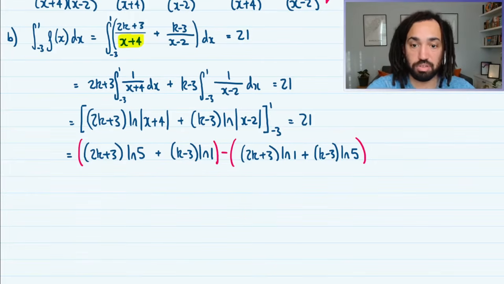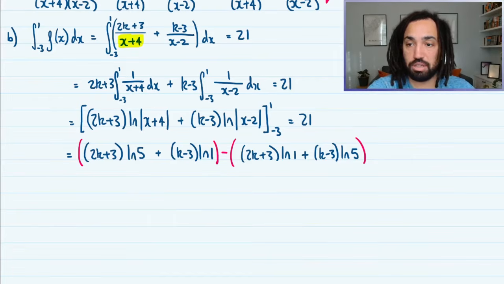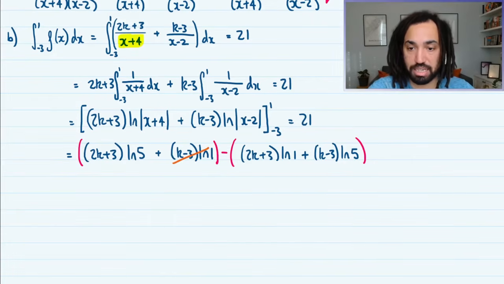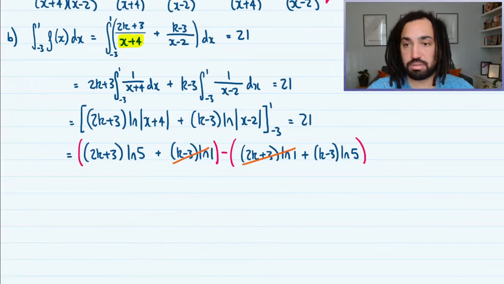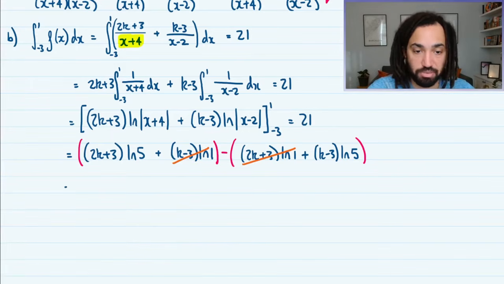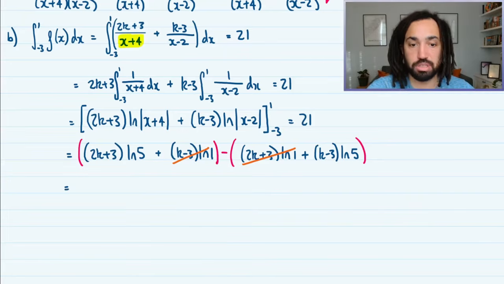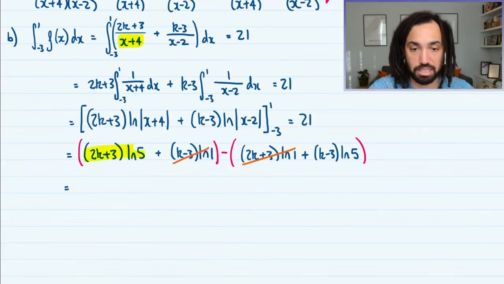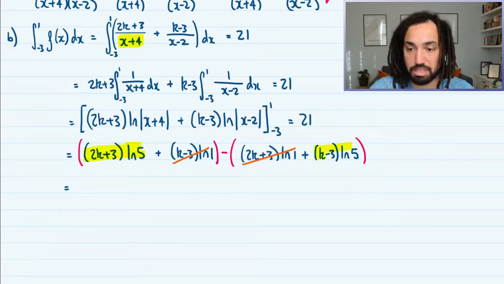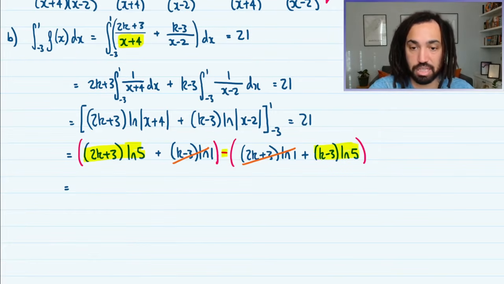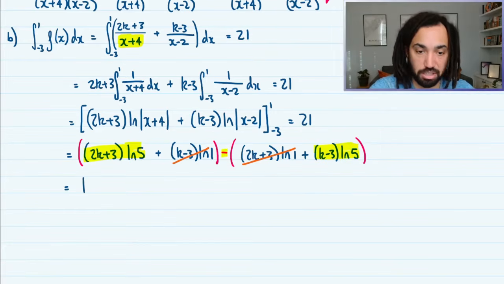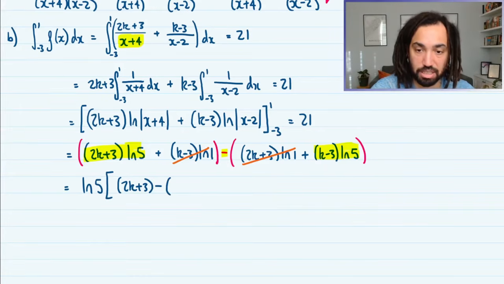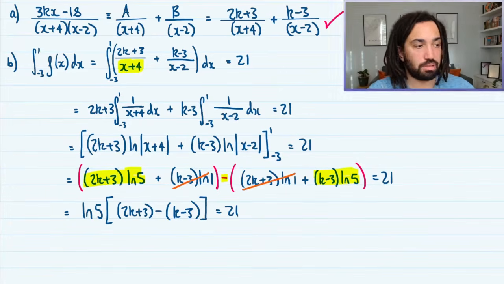Well, we've got ln 1s, and ln of 1 is 0, so that and that both are going to cancel. We can do some factorising here, because we've got two terms, this one, which has a ln 5, and this one, which has a ln 5, and they are subtracted. So I can say this is ln 5, open brackets, the one on the left, subtracted the one on the right. So she's doing some factorising.